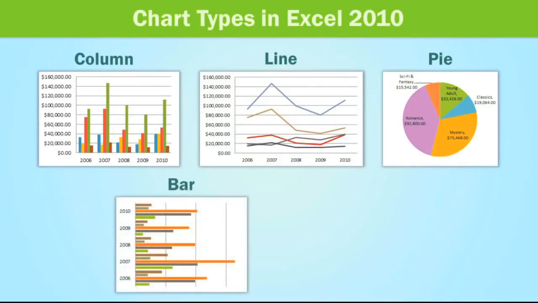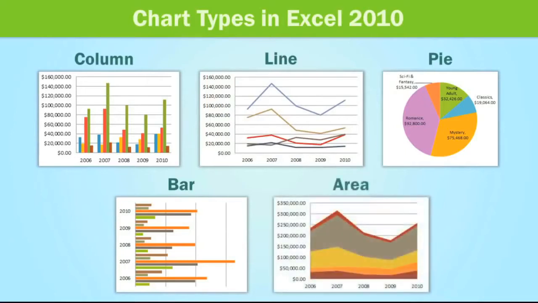Bar charts are basically just column charts, except they use horizontal bars. And area charts are like line charts, except the areas under the lines are filled in. And there are also some other types that are a bit more specialized.